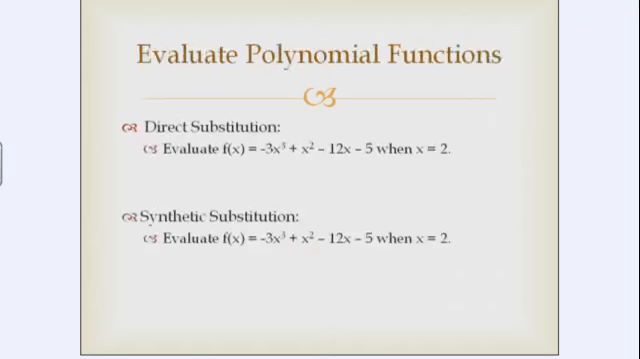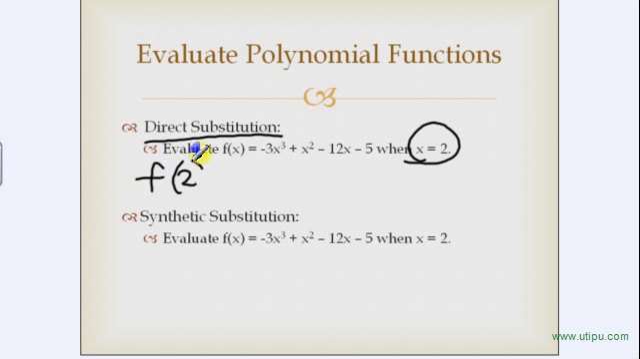We can evaluate polynomials in a couple ways. One way is using direct substitution. This will be the most common and the one you're probably already most familiar with. To evaluate this function, when x equals 2, we just want to plug in 2 wherever we see x. An advantage of function notation is that I show what I'm plugging into the function. So f of 2 means everywhere I see an x, I'm plugging in 2.